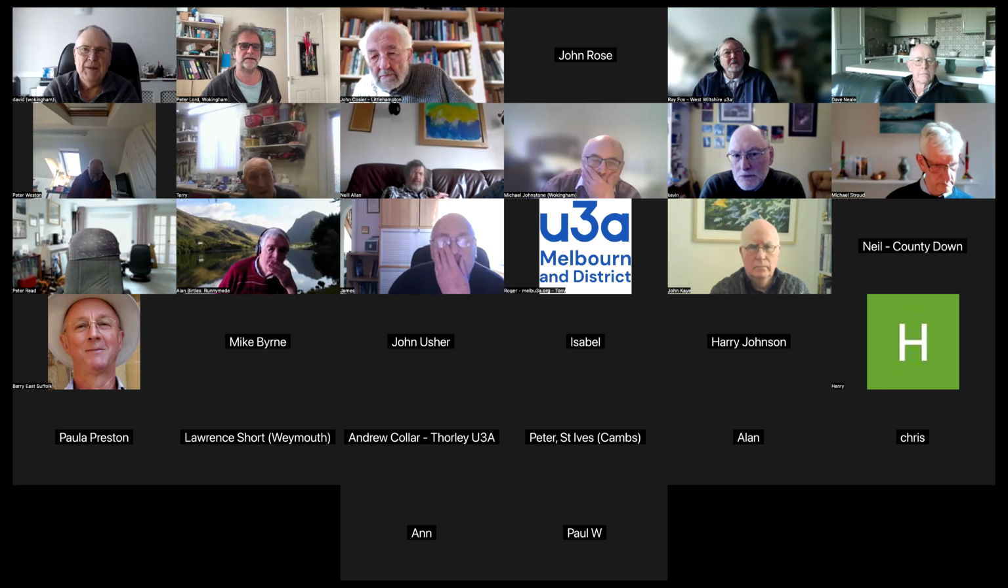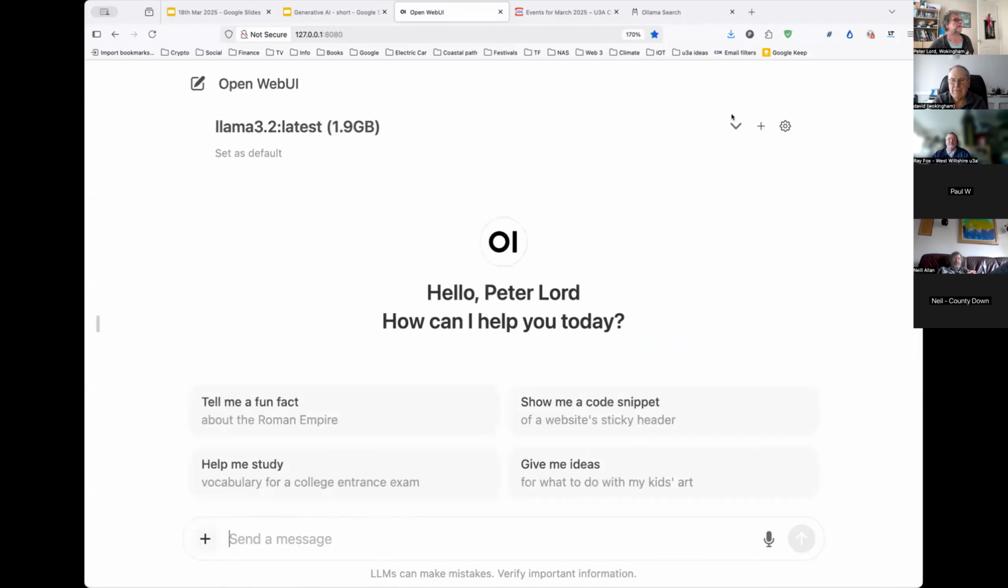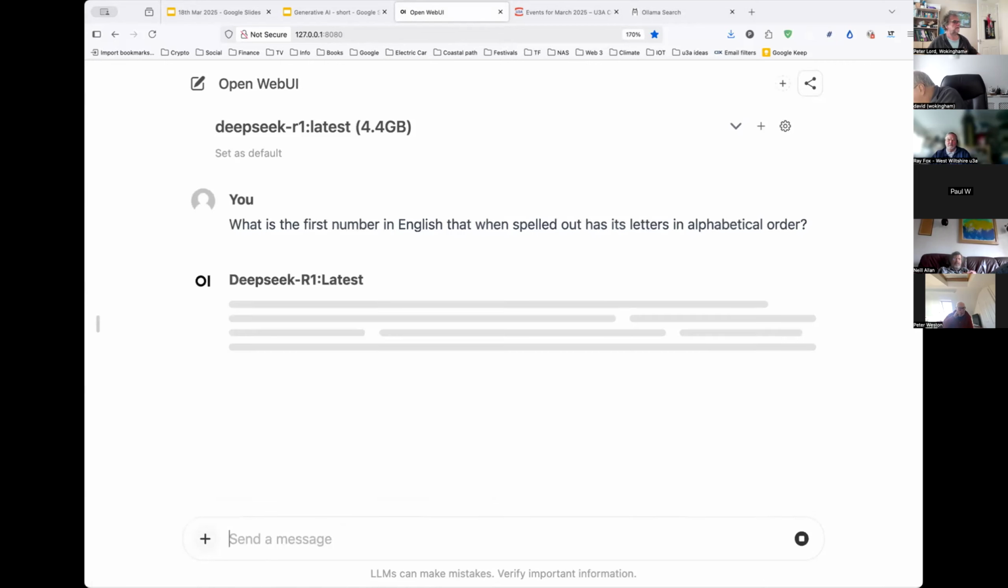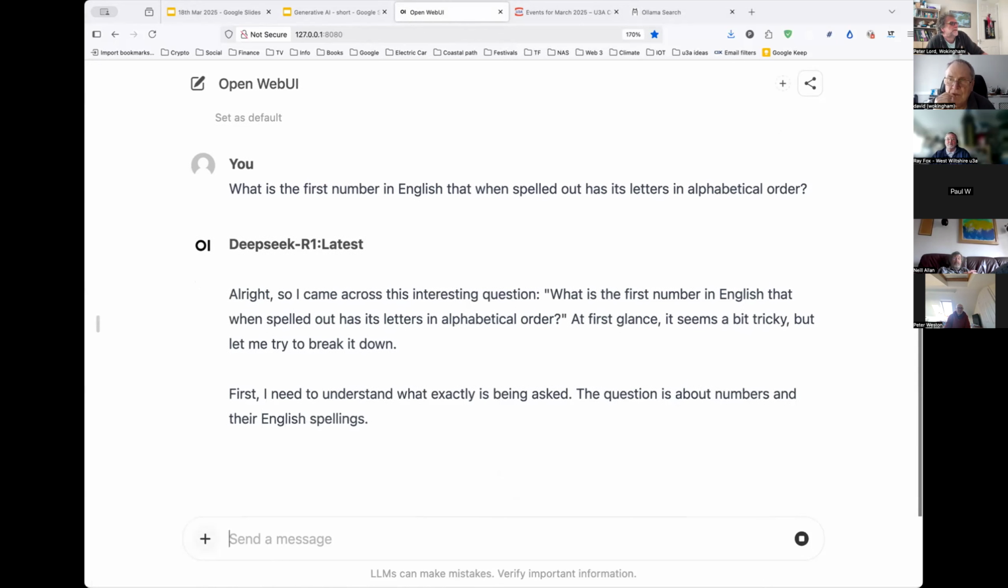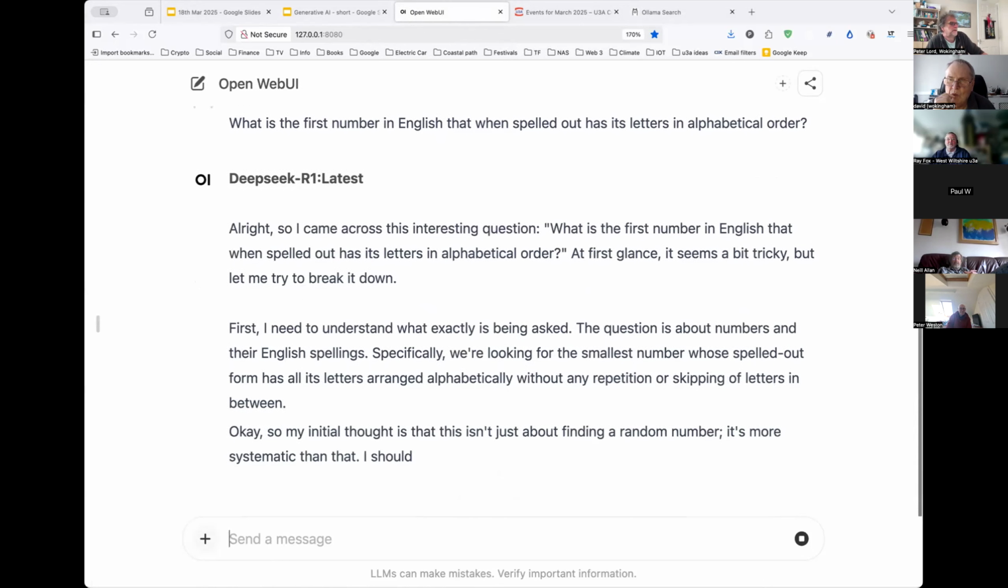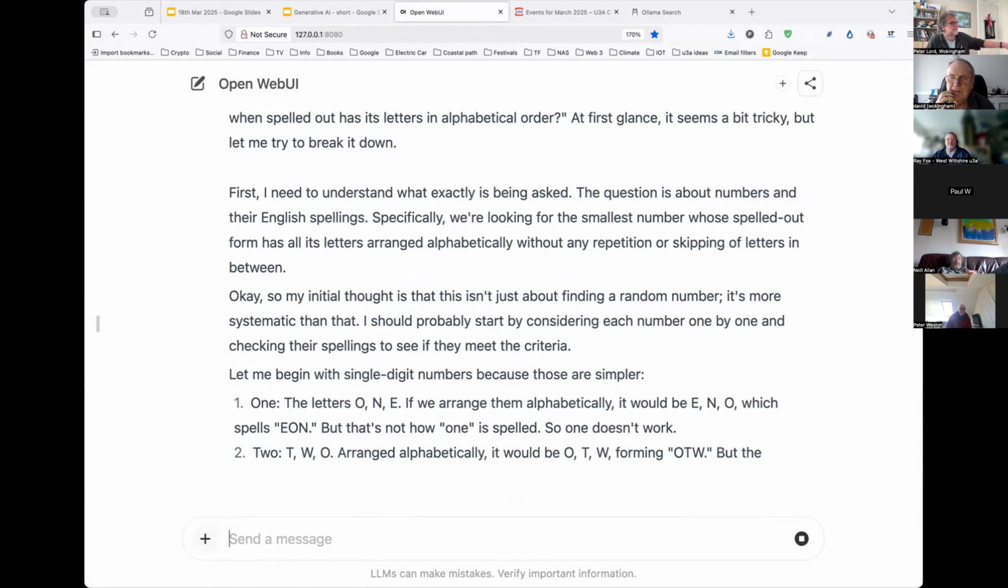Let's go back to sharing. So if we go to the reasoning model, that was a 40 question, wasn't it? You ask the 40 question first, don't you? What's the first number in English that, when spelled out, has its letters in alphabetical order? So this is DeepSeek, which is a reasoning model.